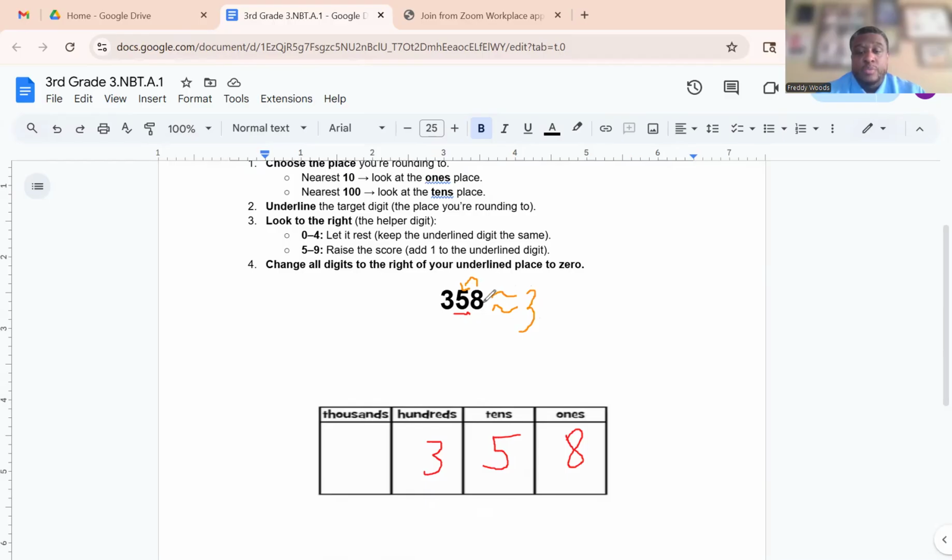Now, what does this 8 tell me is going to happen to this 5? This number 8 is not 4 or lower. So that means I cannot keep this 5 the same. But this number 8 is 5 or higher because this number 8 is bigger than 4. So that means I got to raise the score. I got to bring this 5 up 1. And if I bring 5 up 1, I know up 1 from 5 is 6.